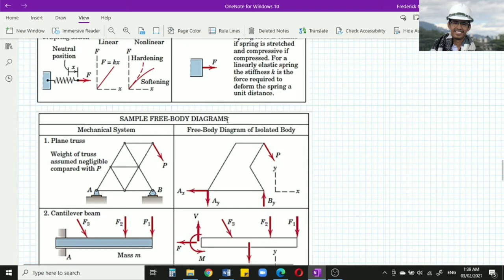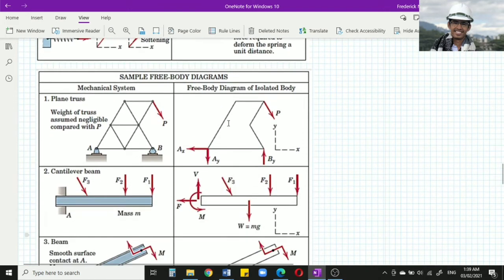So next we have the sample free body diagram. So first is we have a plain truss. So ito yung itsura ng ating free body diagram. So pin connection and roller connection. So for A is pin connection, kaya yung force natin will be 2. Meron tayong vertical and horizontal force. And dito sa ating support na B, we have only vertical kasi roller support siya. Okay.